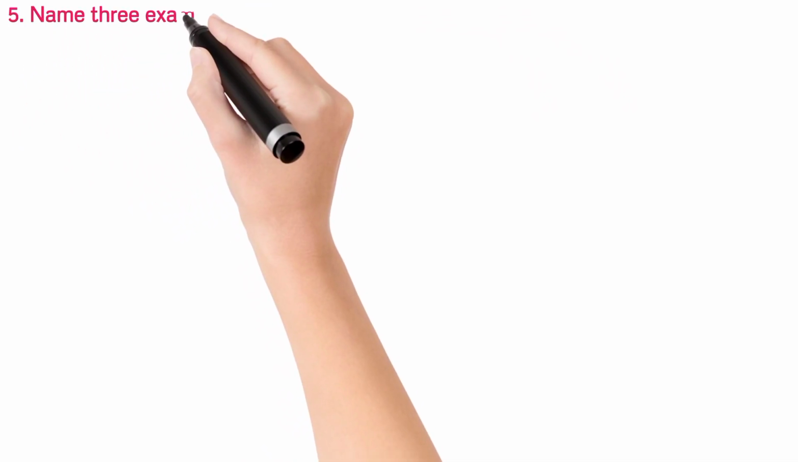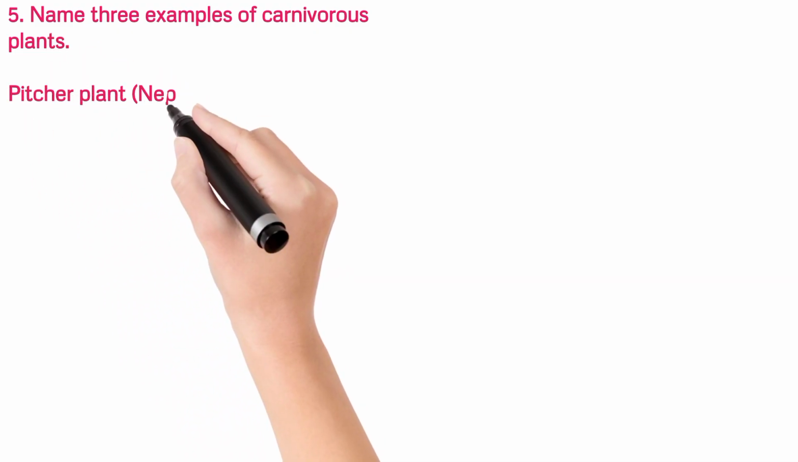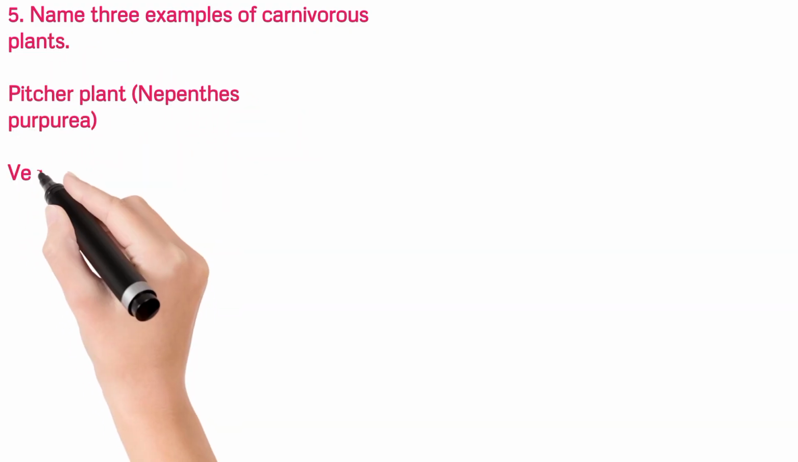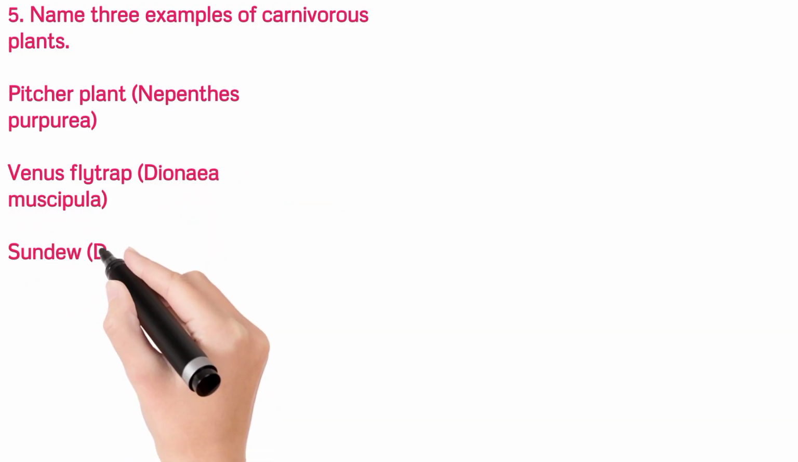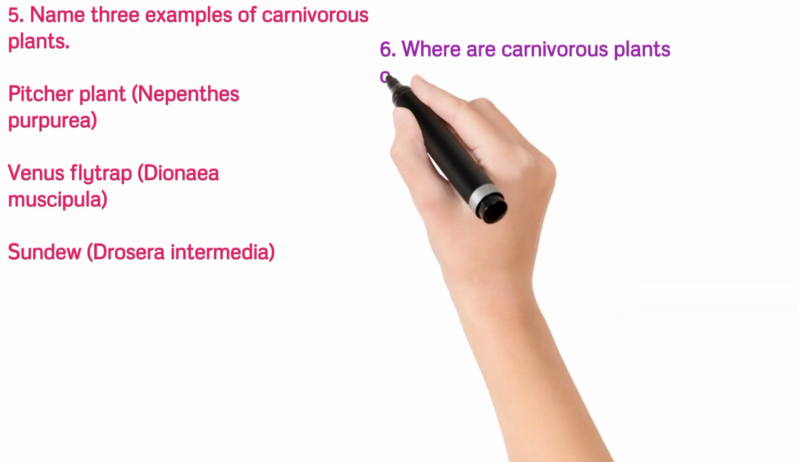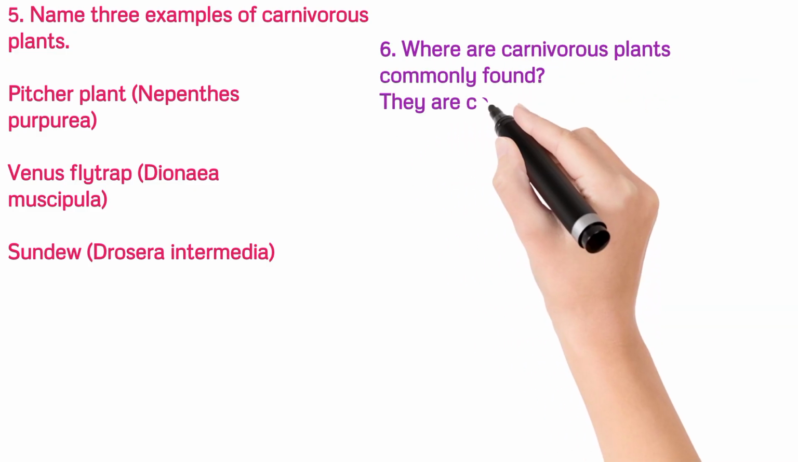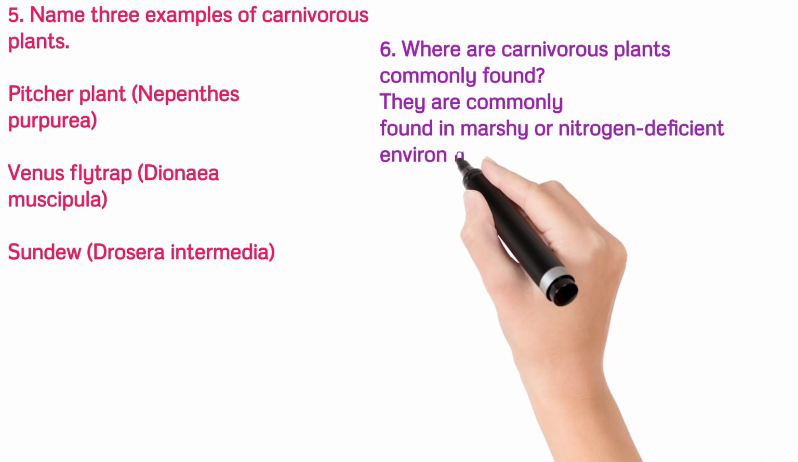5. Name 3 examples of carnivorous plants. Pitcher plant, Nepenthes purpurea. Venus flytrap, Dionaea muscipula. Sundew, Drosera intermedia. 6. Where are carnivorous plants commonly found? They are commonly found in marshy or nitrogen deficient environments.